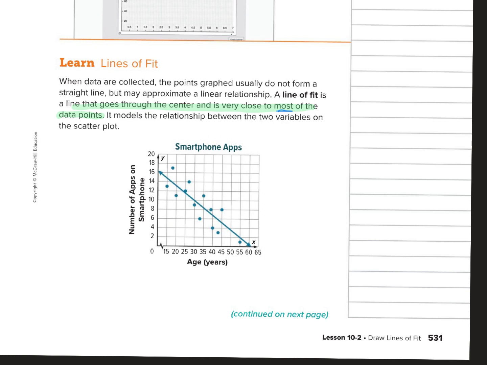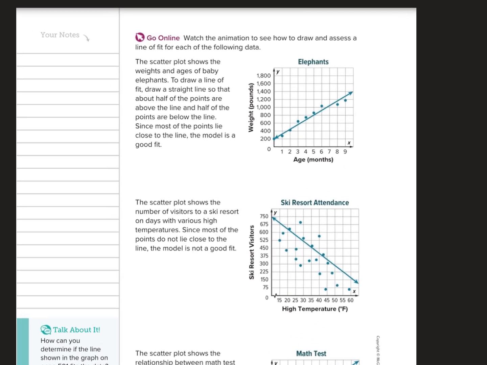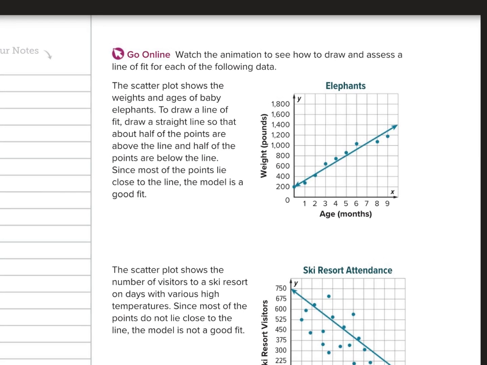Now, one thing to consider here is that I'm drawing what I think is the best line of fit. Your line of fit isn't going to be exactly the same as mine. That would be rare if it were. So we're all going to have different lines of fit. However, they should be in roughly the same place, and we should get roughly the same answers at the end when we're predicting. So just keep that in mind. Yours isn't going to be exactly like mine. Okay, so let's look at the next page at some of these different scatter plots and the lines of fit.